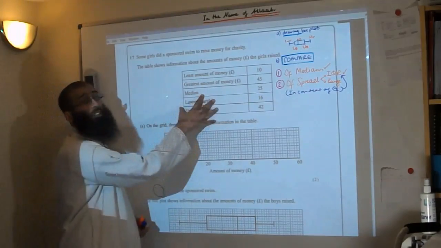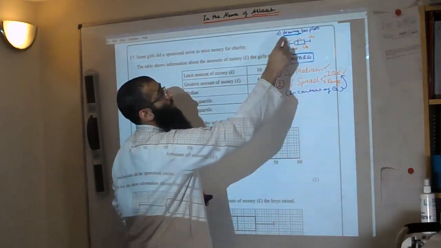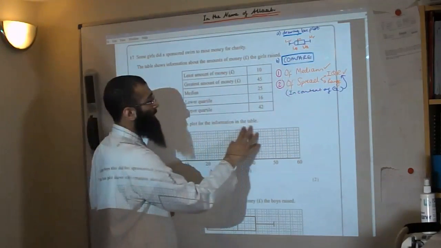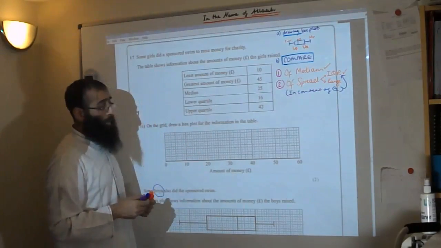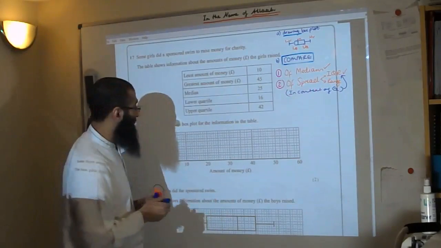So now let's do one for the girls. So we're going to be following this system over here. So this is question part A. On the grid, draw a box plot for the information in the table. So let's do that first. Okay, I'm going to do mine freehand, but please make sure in the examination you use a ruler.